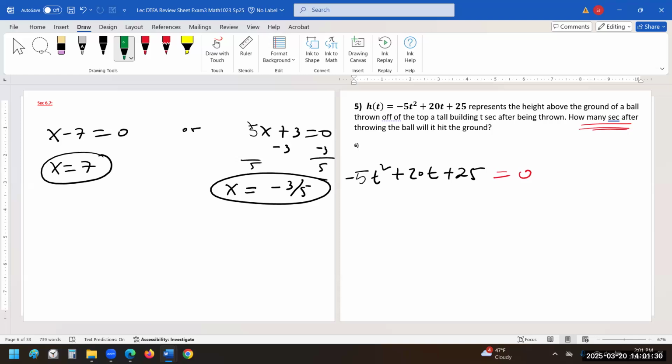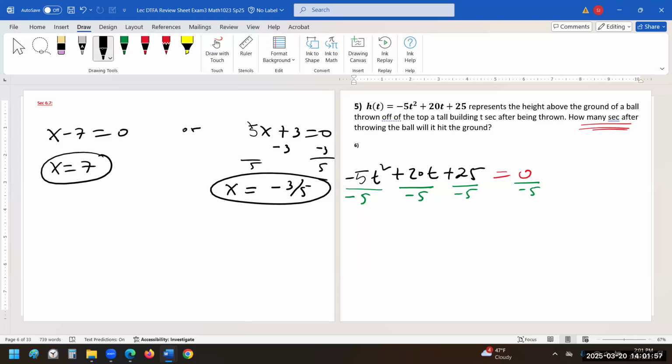Instead of multiplying, what do you notice about all these numbers? Divisible by 5, right? So divide this by -5, this by -5, this by -5, this by -5. Because first of all, you don't like the negative, and every number is divisible by 5. So divide by 5 to make your function smaller.